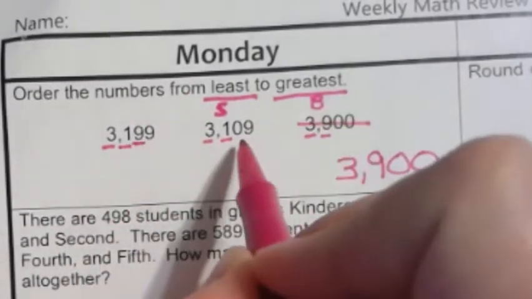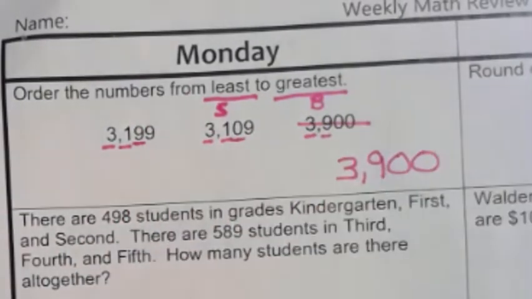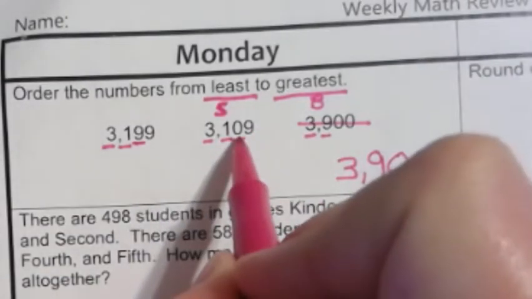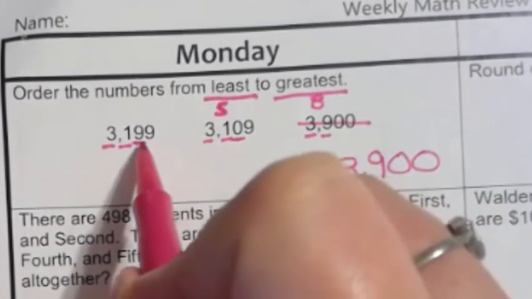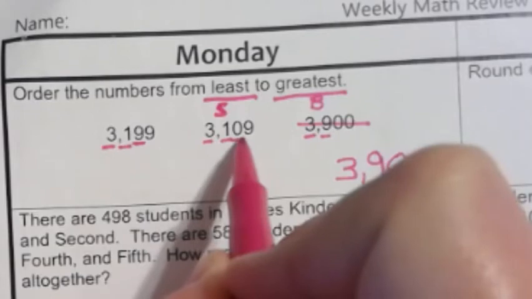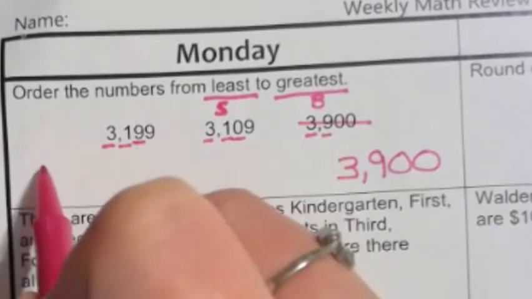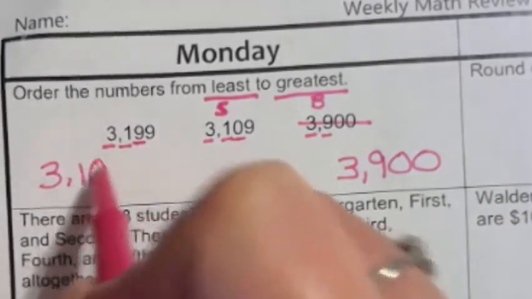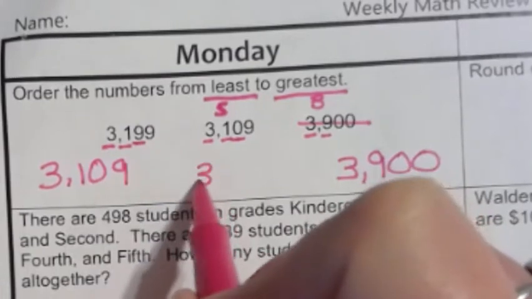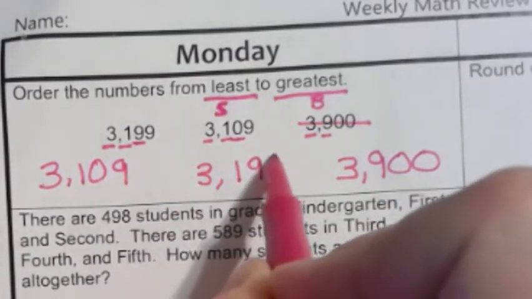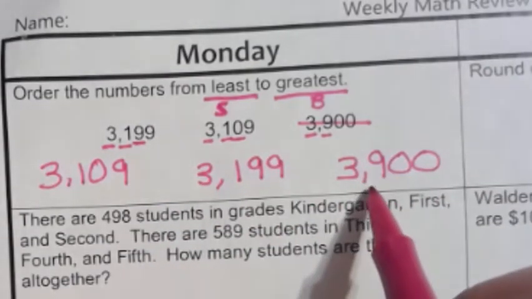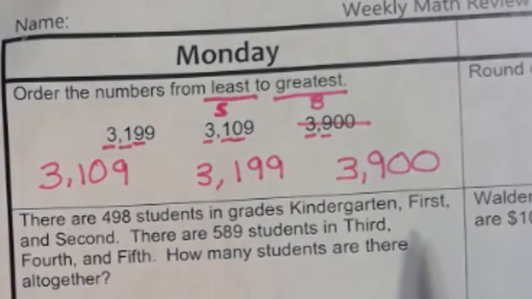I see a 9 and a 0. That tells me that 0 is less than 9. So this number is less than this number. 3,109, 3,199, and of course 3,900, which we had already figured out.